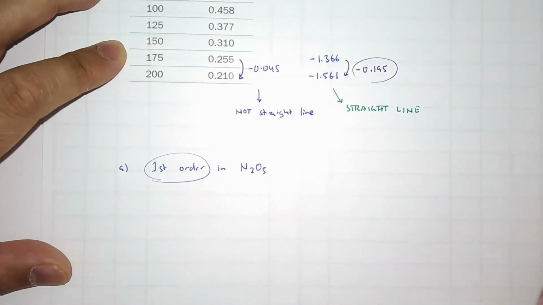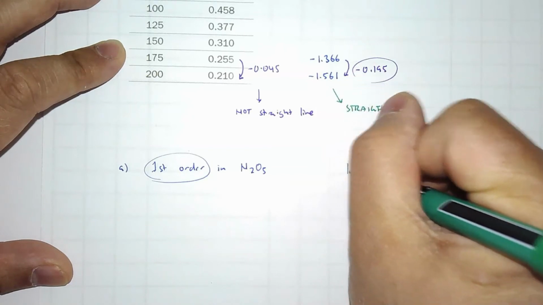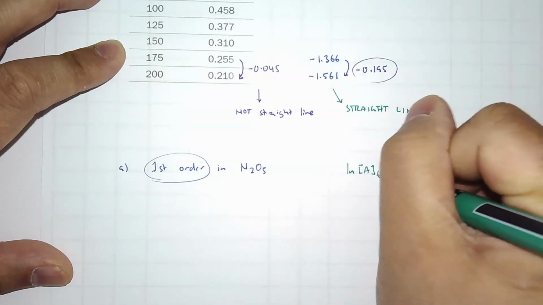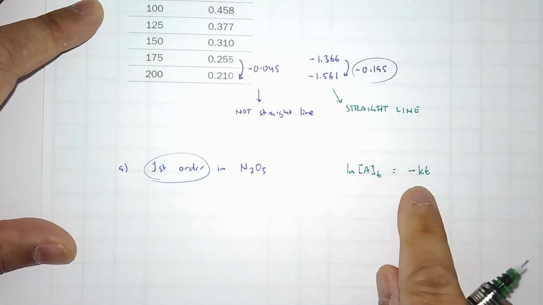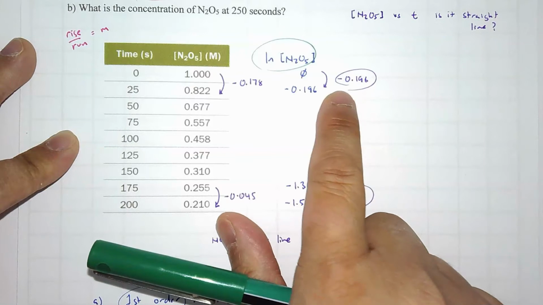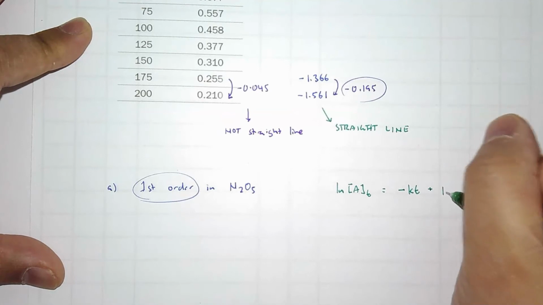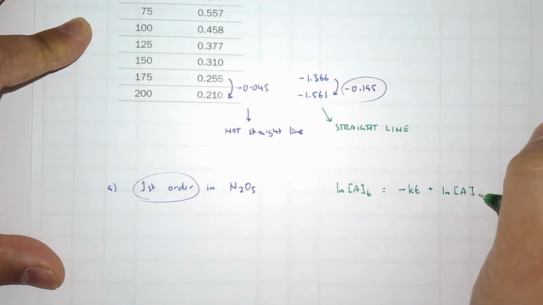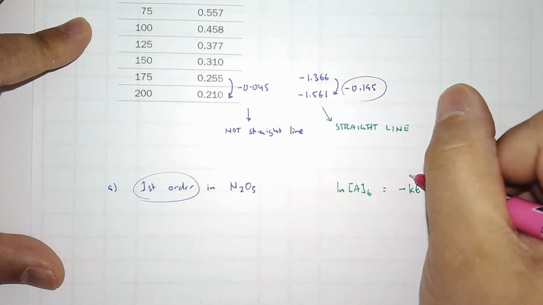So to get the value of the rate constant, we have to know that the integrated rate law for a first order reaction is ln of the concentration at some point in time equals negative kt. That's the important part. It's negative. It's a negative slope, actually. And we knew that. It's a negative slope over here. This divided by the change in time is negative, plus ln of the initial concentration of the starting material, N2O5. They want to know k.